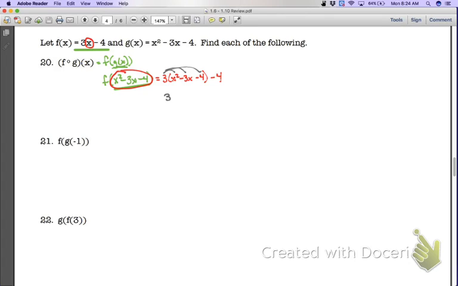So I have 3x squared minus 9x minus 12 minus 4. Don't forget to combine like terms on the back side. So f of g of x is equal to 3x squared minus 9x minus 16.